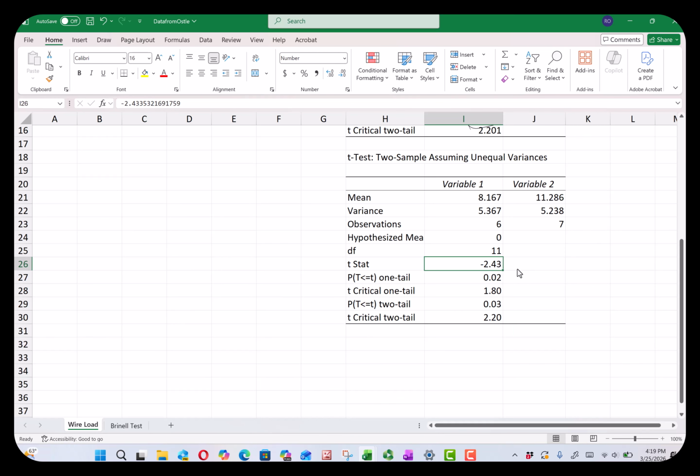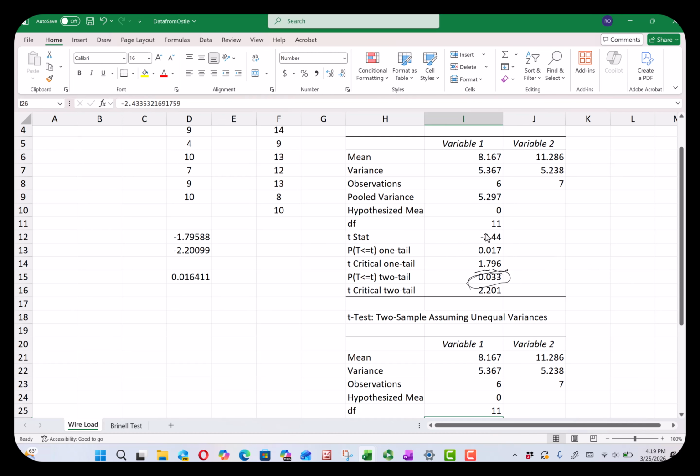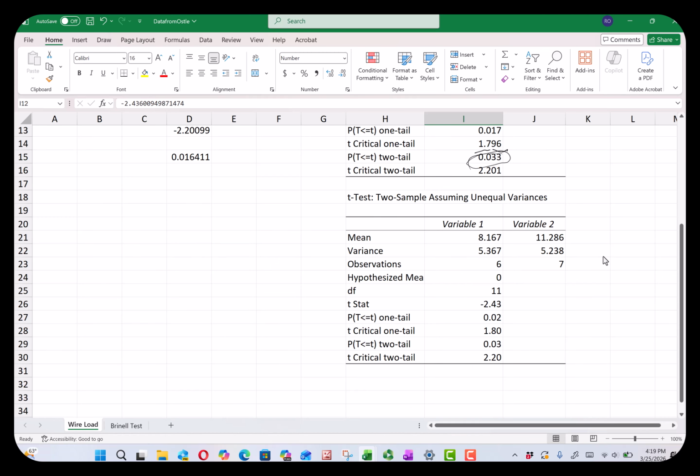And in here, our t statistic is 2.43, where it was 2.44 previously. Instead of 0.017 for a one-tailed significance level, we get 0.02, and 0.03 for the two-tailed test, so that they are different, but they're not different enough to make any difference. We still reject the null hypothesis, and all the calculations are the same. So always use the two-sample assuming unequal variances, and it will handle the equal variance case just as well, and we'll come up with basically the same results.